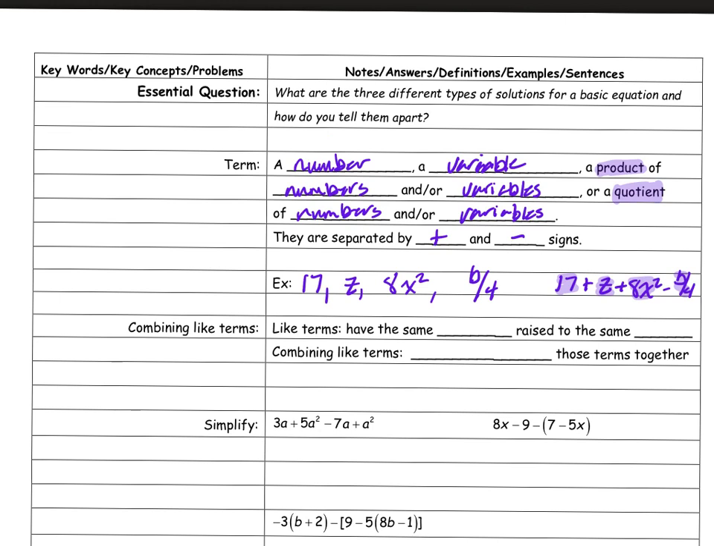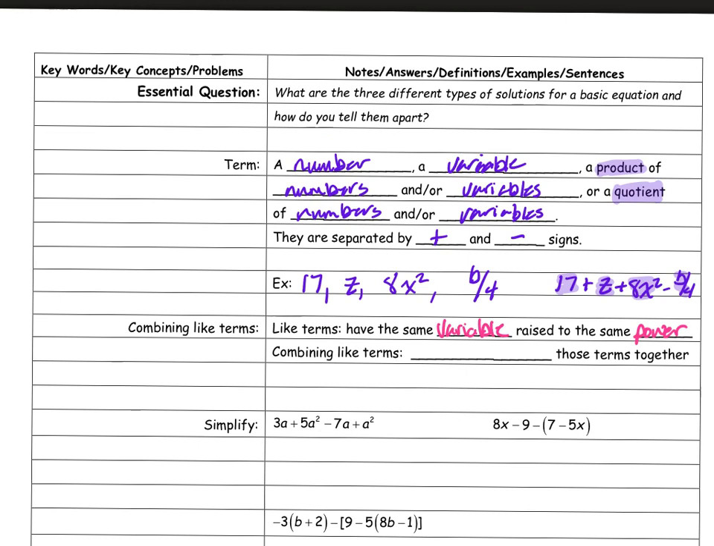Now we're going to talk about combining like terms. In the phrase combining like terms, we kind of broke it down into 2 different pieces. Like terms have the same variable raised to the same power. So x squared and x squared are like terms. They both have to have an x squared in them. I can't combine an x squared and an x because they're not raised to the same power.